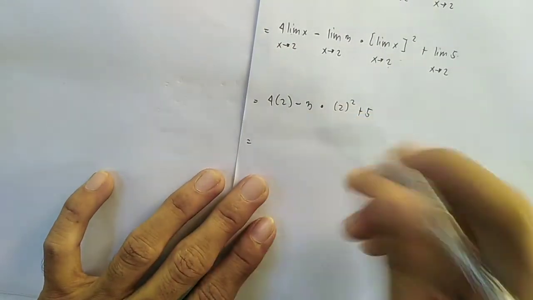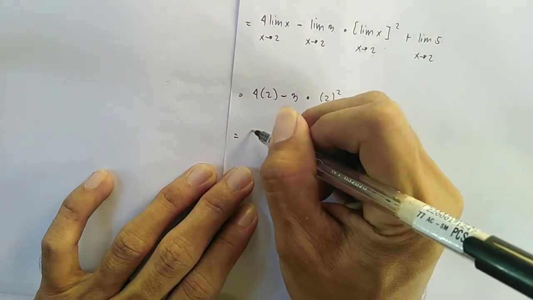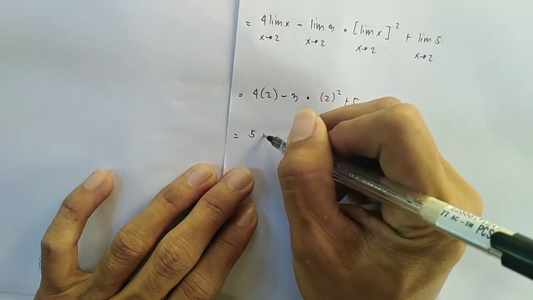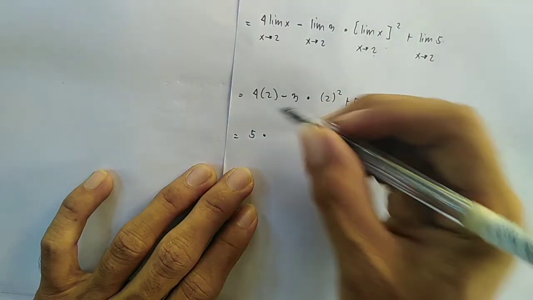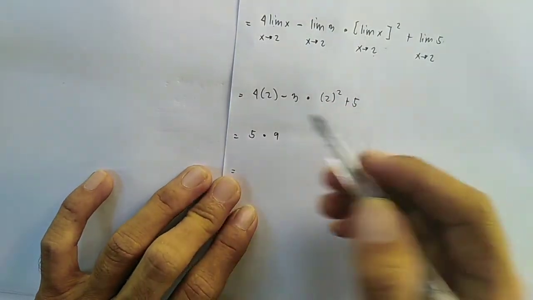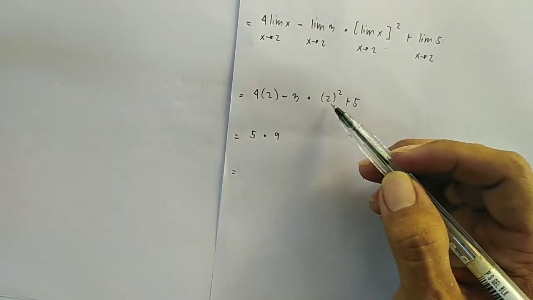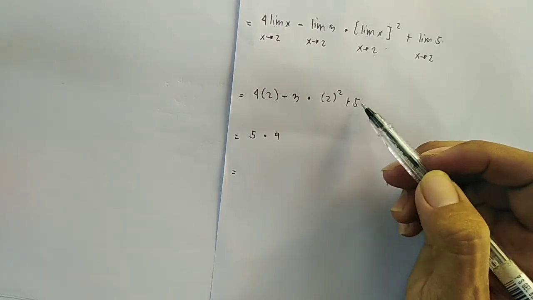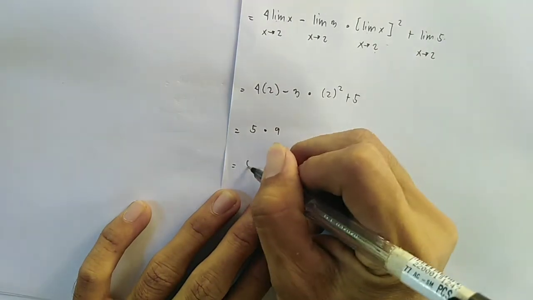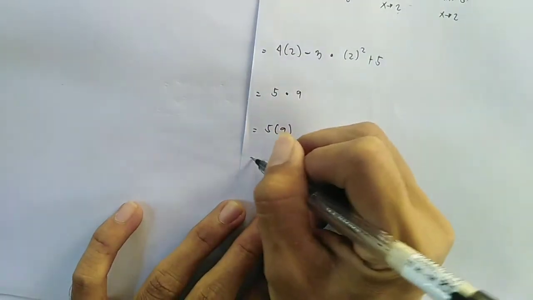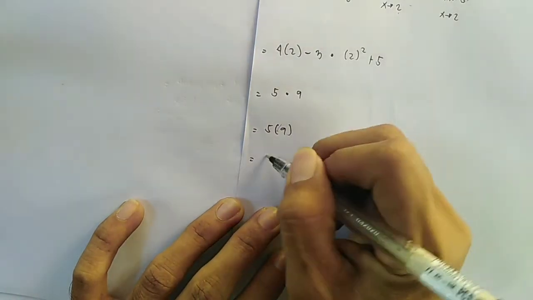So let us proceed. It equals 4 times 2, that is 8, minus 3, that is 5, times, this is the multiplication symbol, 2 squared, that is 4, plus 5, that is 9. Again, 4 times 2 is 8, minus 3 is 5. Then we have 2 squared, that is 4, plus 5, that is 9. So now we have 5 times 9, which is 45.